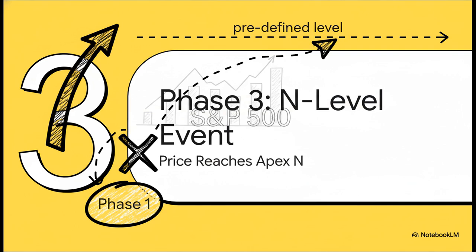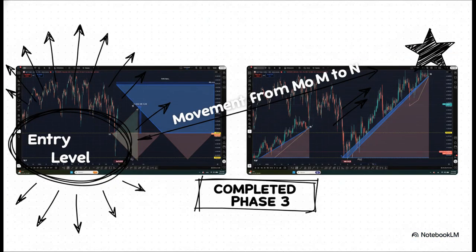This is where things got interesting because the cycle jumped right to what the system calls phase 3. This is an N-level event, which means the price hit one of those key predefined targets. And this comparison tells the story perfectly. On the left, you've got our starting point, the price hitting entry-level M. Then look to the right. The S&P 500 rallied, and the price moved all the way up to that target we just mentioned, Apex N. According to the model, the moment it touched that target, phase 3 was complete.